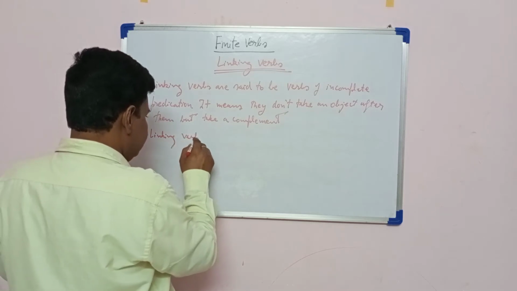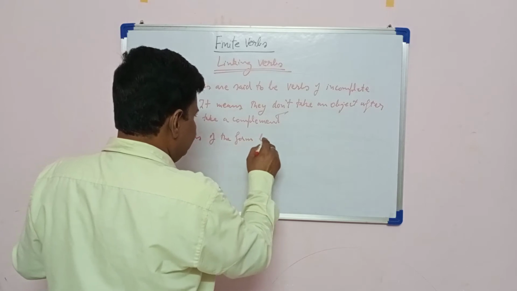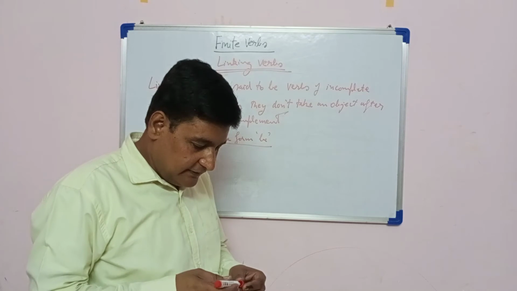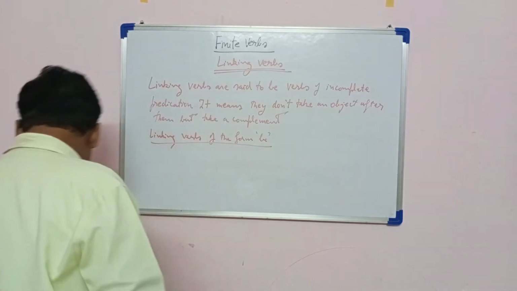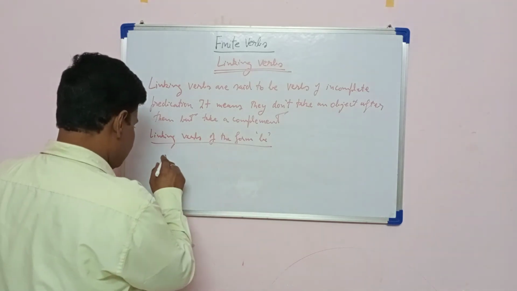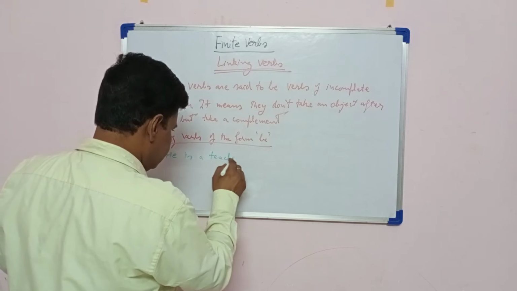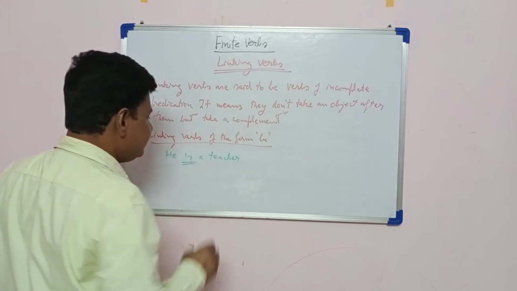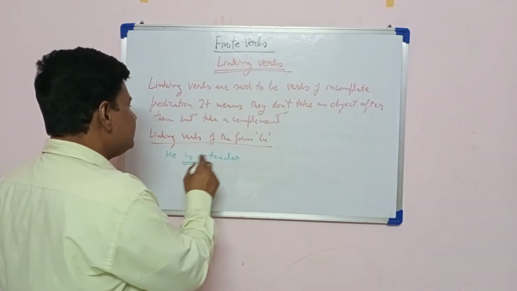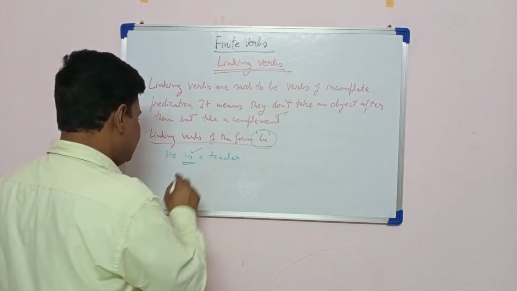Linking verbs of the form be. As we have understood some examples, let us see some more examples. He is a teacher. Here is is a linking verb. It's a form of be. So it's a linking verb.